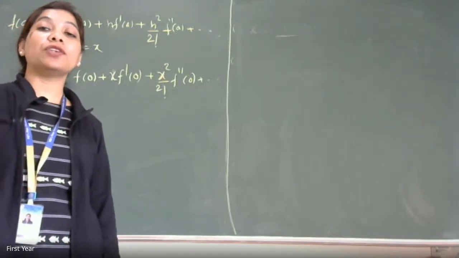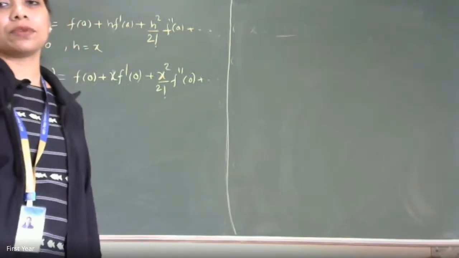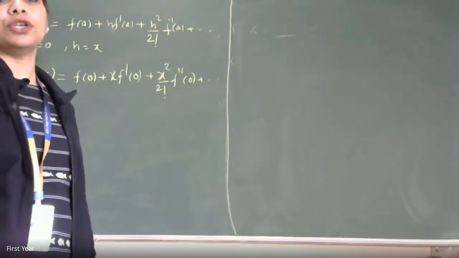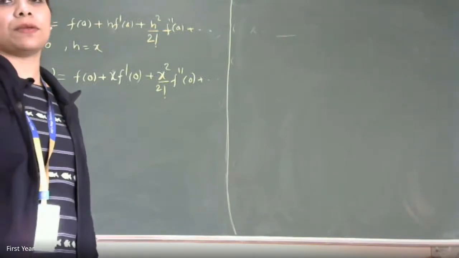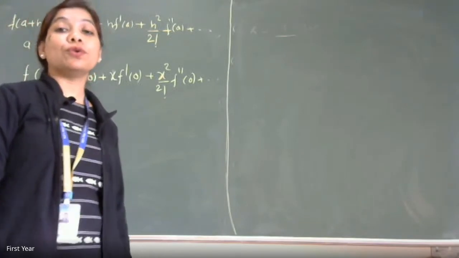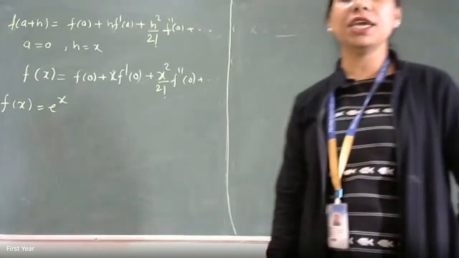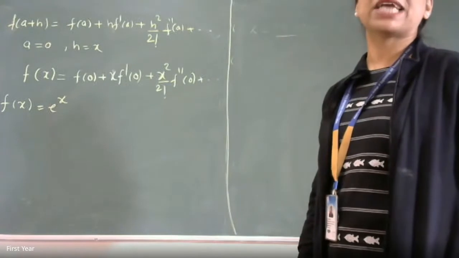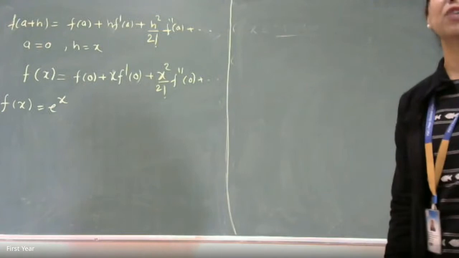Expand f of x is equal to e raised to x in ascending powers of x using Maclaurin series. Okay. So how are you going to do that? You know that the function is e raised to x. So you have to use the Maclaurin series, which means you have to use f of 0 plus x f dash of 0 plus x square by 2 factorial f double dash of 0 and so on.